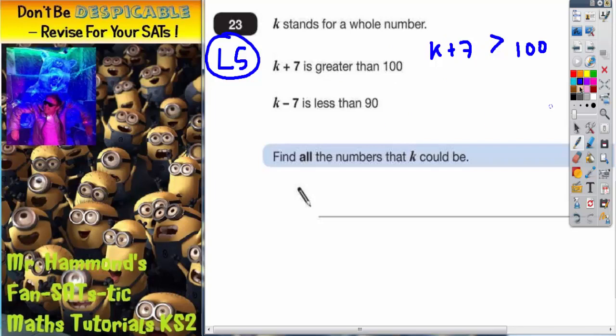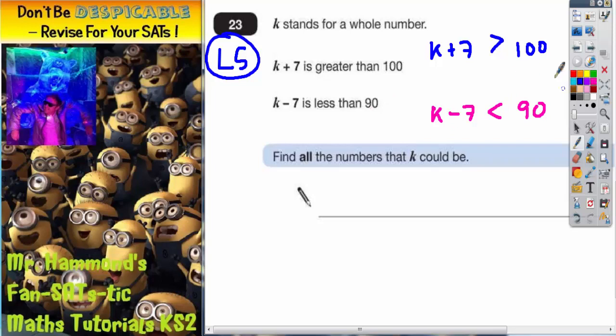With K minus 7, that's less than 90. So, less than 90. In other words, 90 must be bigger than K minus 7. So the crocodile's mouth needs to point towards the 90.